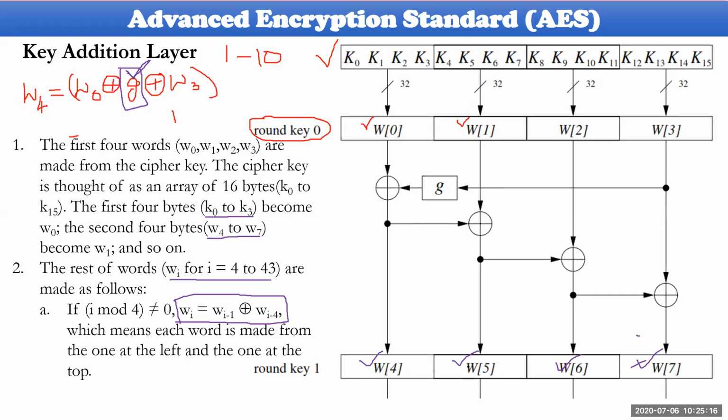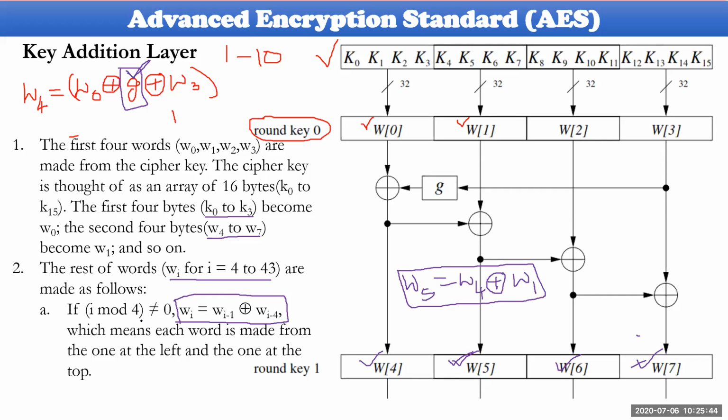For example, W5 will be taken into consideration. W(i minus 1), in the sense i will be equal to 5 here, so i minus 1 is W4. So W5 will be equal to W4 exclusive OR of W(i minus 4), 5 minus 4 equal to 1, W1. So let me consider 1. This is the specification that you have to take into consideration here.